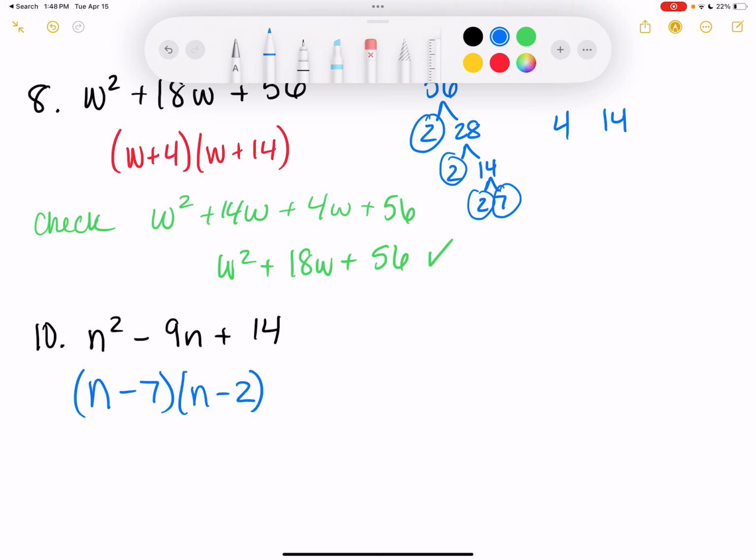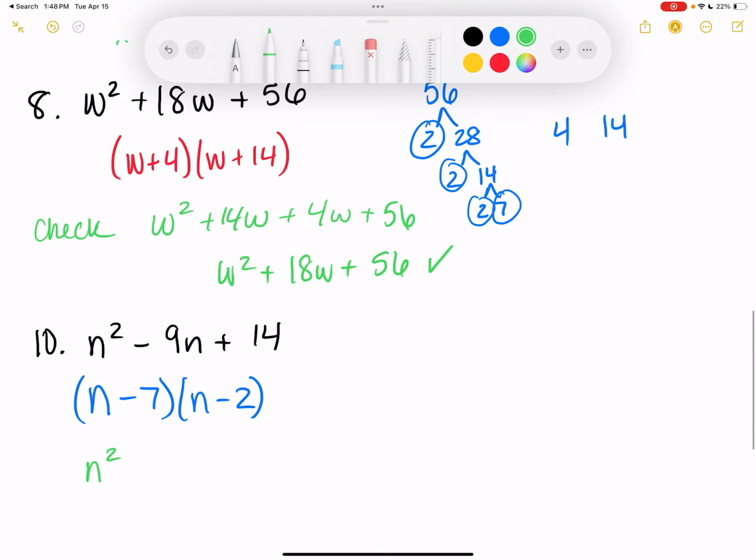Now, would it matter if I wrote n minus 2 and then n minus 7? No. Right. It does not matter the order, so if you write it the other way, that's fine. Not going to change anything. So then I check it. I've got n squared minus 2n minus 7n plus 14. So then that's n squared minus 9n plus 14.